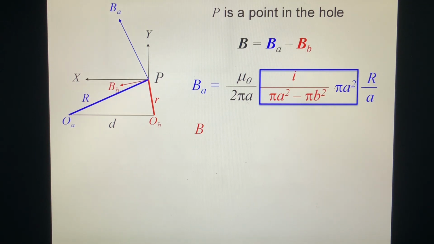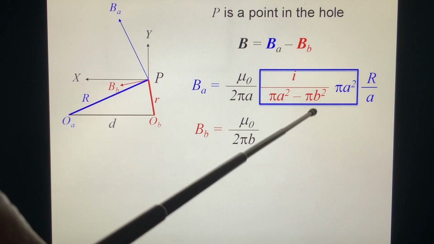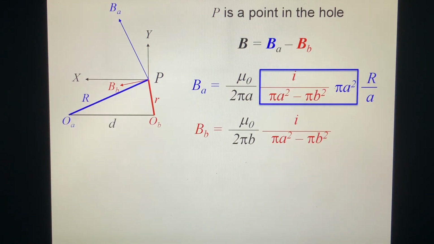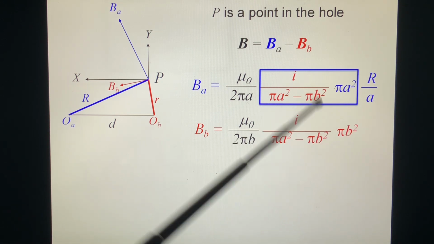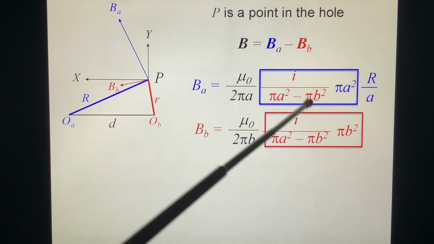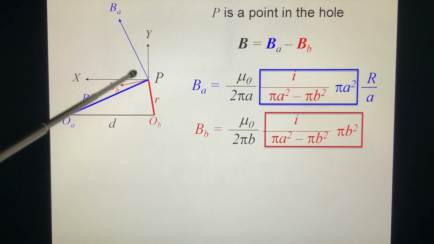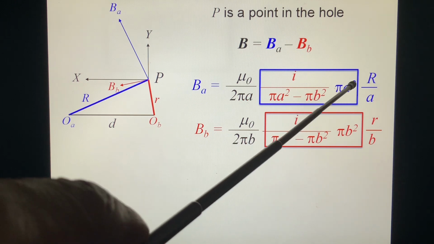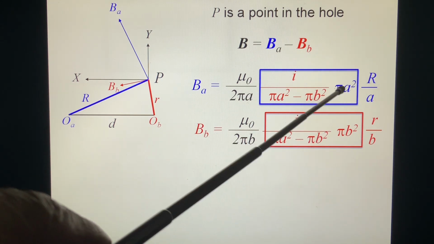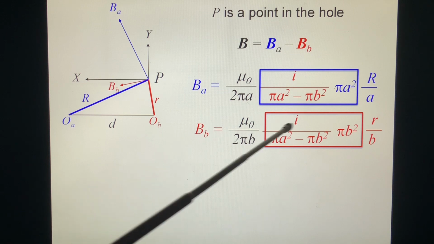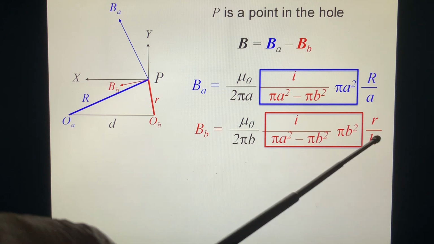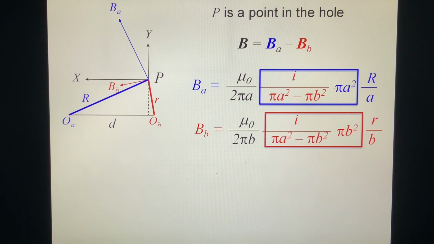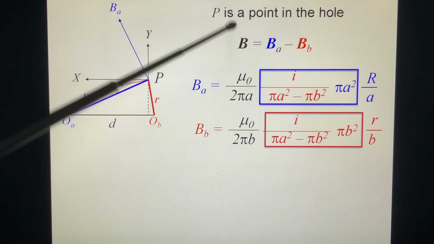Let's see BB, the same thing. The difference is the current, which is in the small cylinder. So this is current density multiplied by area, pi B squared, and this is I_B. We also have a ratio, r over B. Then you see pi A squared cancels out, and pi B squared cancels out. So finally, we get B.